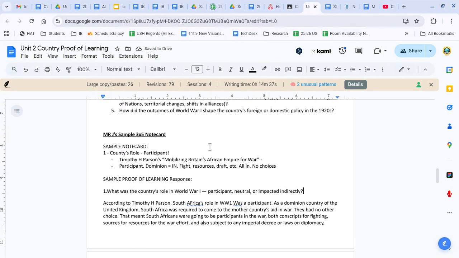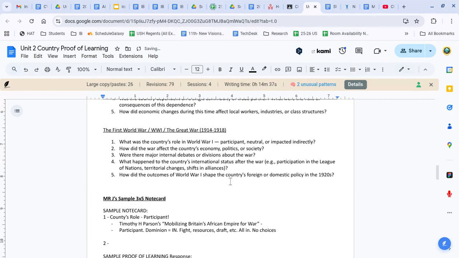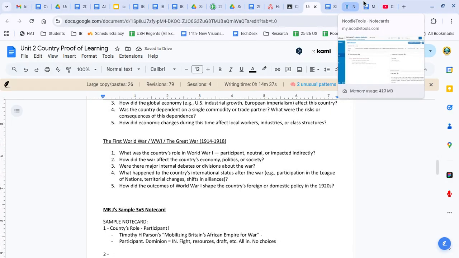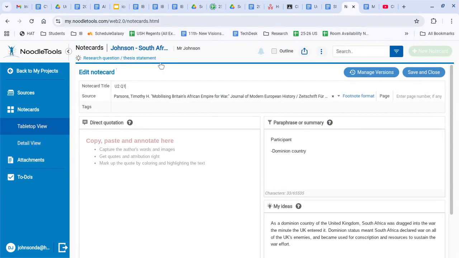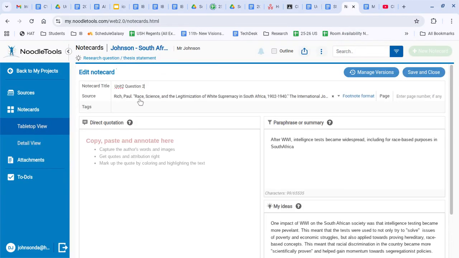So what's another example? Well, let's do one more note card. Question 2: How did the war affect the country's economy, politics, or society? This is the Paul Rich article. I've used this a few times. I'm going to save and close. Go to question 2. It was Paul Rich, race science, indigenous, and West. I won't want to write down this whole entire thing. I'm just going to use the author's name, Paul Rich.